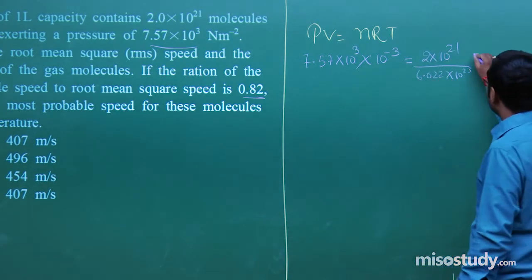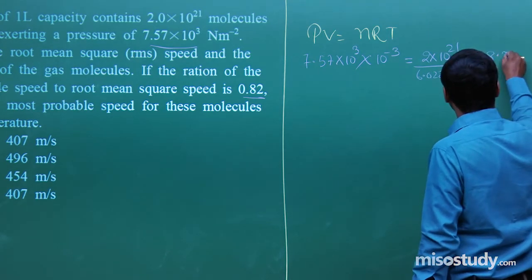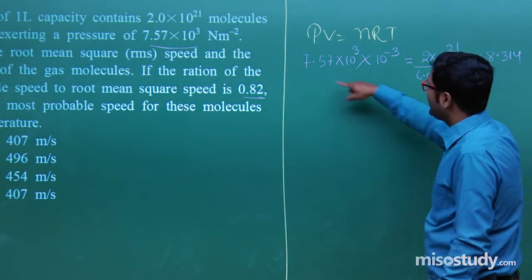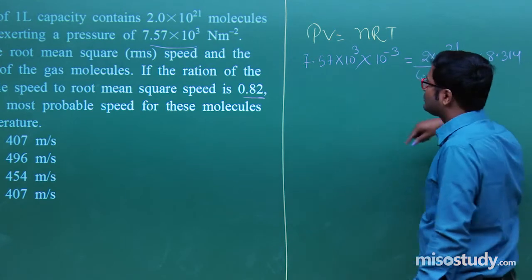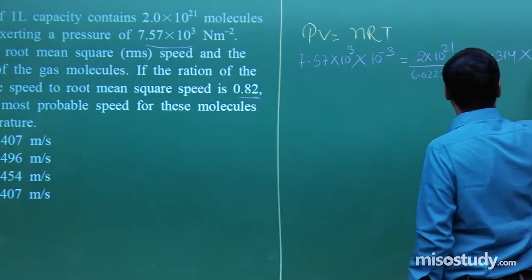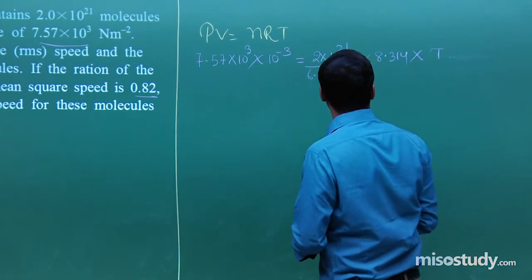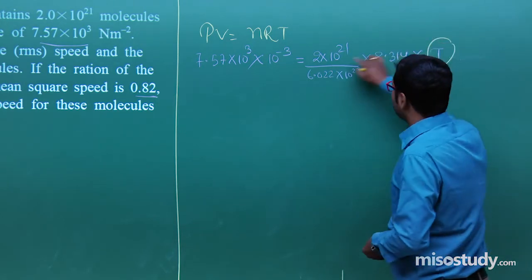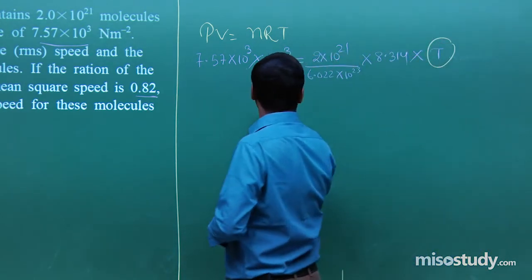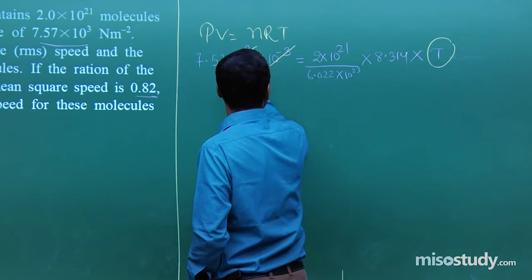Clear? Now, what is the value of R? That is 8.314 because we have taken in a standard form. And what is the value of T? We have to find the value of T. If you calculate this expression, then definitely you can easily find the value of T. This will cancel this one.